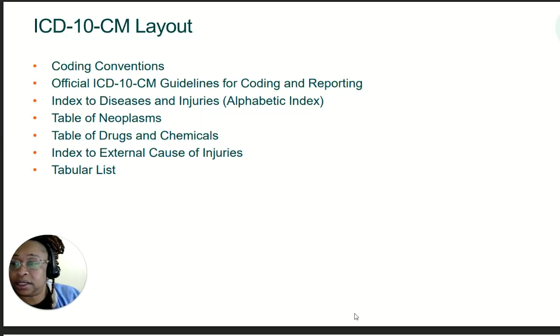Coding conventions, the official ICD-10-CM guidelines for coding and reporting, the index to disease and injury, and the alpha index with the table of neoplasm, table of drugs and chemicals, and the index for the external causes of injuries, and tabular.